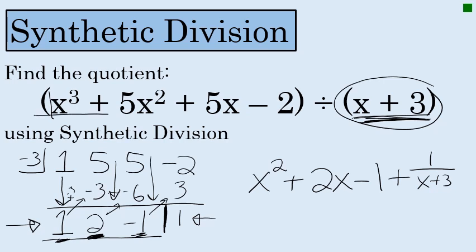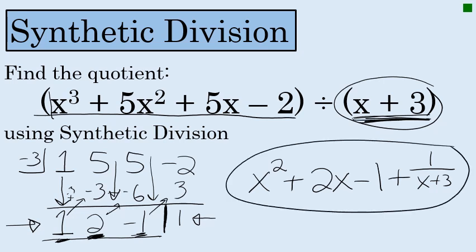The quotient of x to the third plus 5x squared plus 5x minus 2 divided by x plus 3 is x squared plus 2x minus 1 plus 1 over x plus 3.